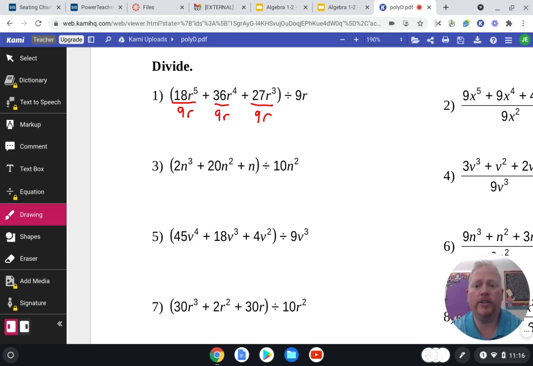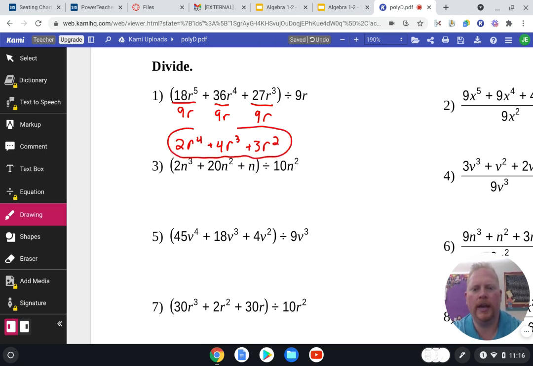And then just do one fraction at a time. So 18 divided by 9 is 2. r to the 5th divided by r is r to the 4th. 36 divided by 9 is 4. And then r to the 4th over r is r to the 3rd. 27 divided by 9 is 3. And r to the 3rd over r is r squared. So there we go. That's my final answer for number 1.